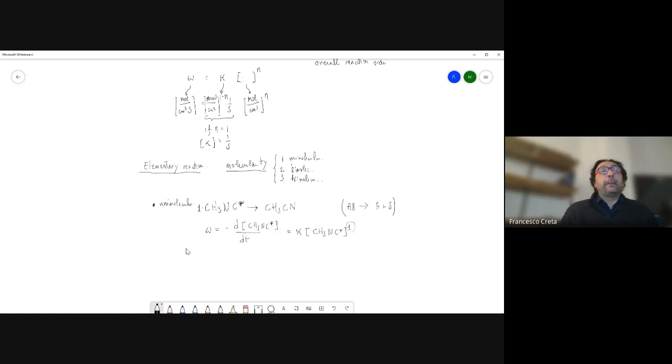In elementary reactions, we always have this kind of behavior. We always have the correspondence between the stoichiometric coefficient and the reaction order. Let me give you another example, a bimolecular reaction.